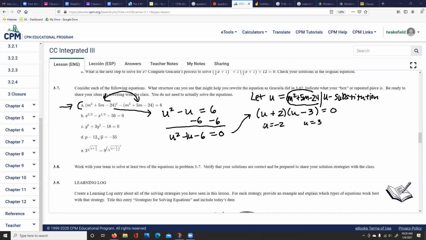We need to substitute in place of u. I'm going to substitute what I replaced u with, which is m squared plus 5m minus 24 equals -2. So I replaced the u with that big long thing. And then I have to do that for this one too. So I'm going to do m squared plus 5m minus 24 equals 3. We got 3, so that one's equal to 3. This one's equal to -2. Now we have to solve these. These are quadratics. So we're going to add 2 to both sides.